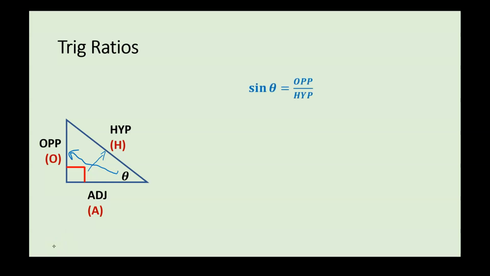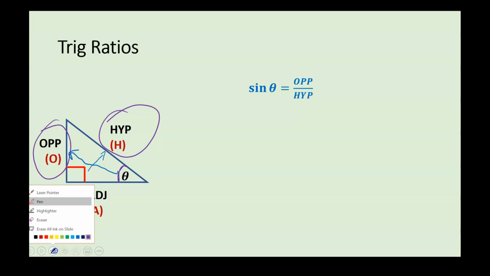So when we first look at trig functions, we have them in relation to two different sides. The first trig function is the sine function. If we have the opposite and the hypotenuse in relation to the angle, then we will use the sine function.